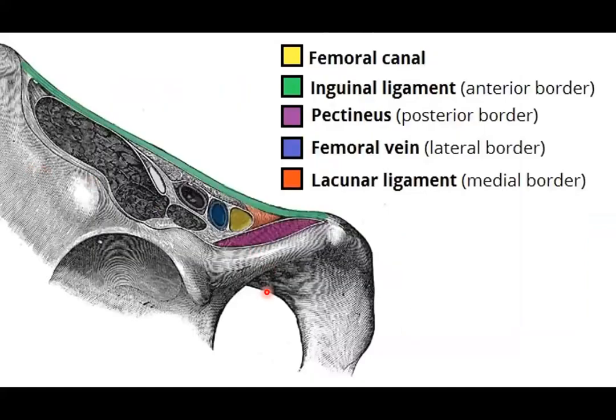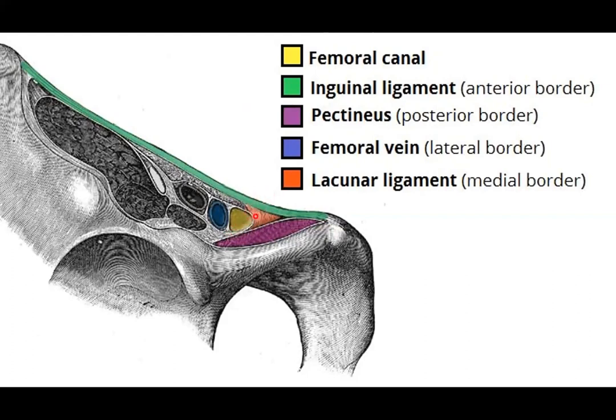So this is a cross-section in the femoral region. This is the inguinal ligament. Those are the muscles, and those are the contents of the femoral canal. We have the nerve, artery, and vein, and this yellow one here, don't mess it up, this is the femoral canal.